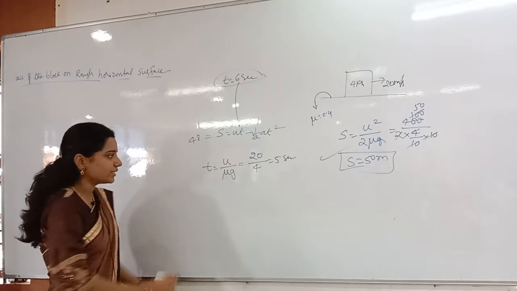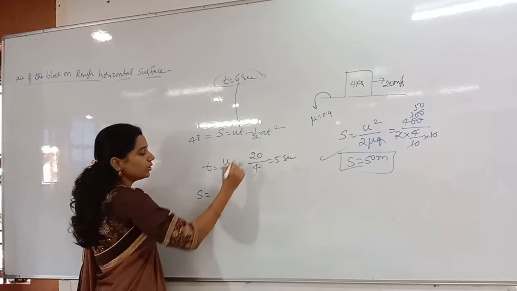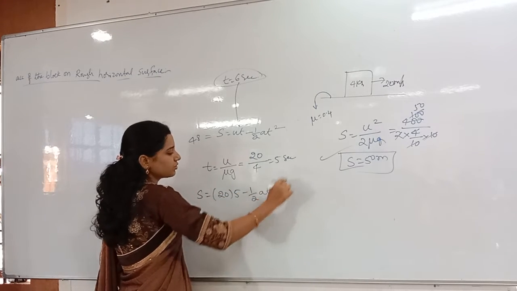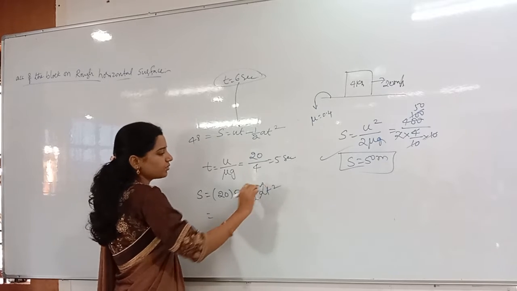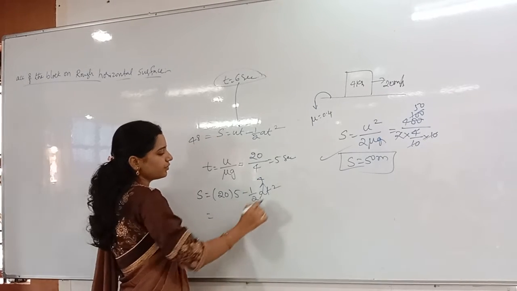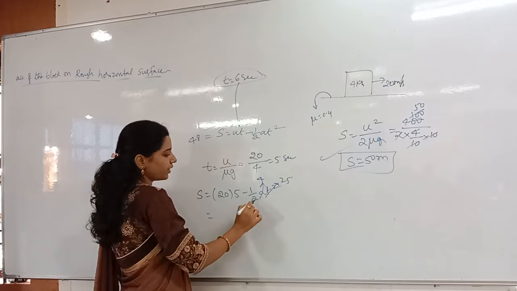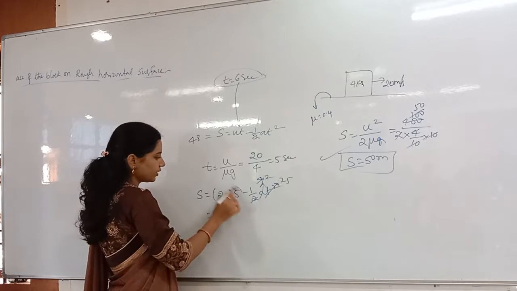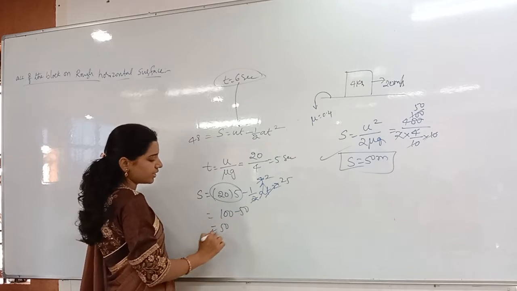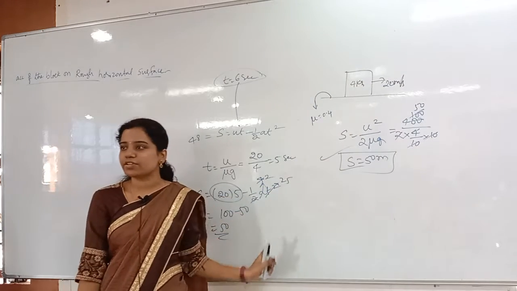If you substitute 5 seconds, check: s equals 20 into 5 minus half a t square. Half mu g, exactly 4, gives half of 4, which is 2, and 2 into 25 is 50. So it is 100 minus 50. Then what is our answer? 50. We are getting the correct answer.